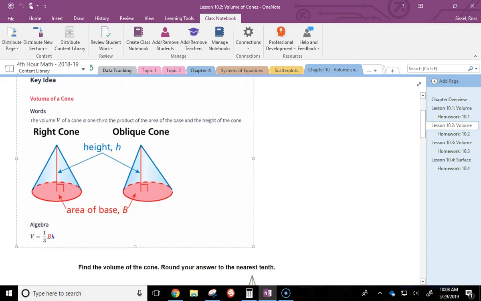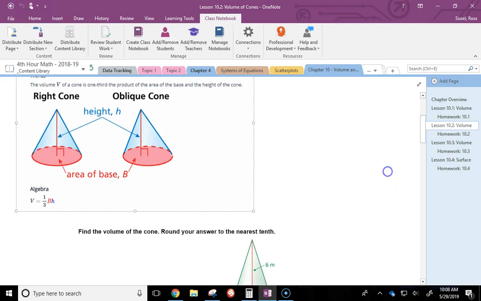Our key idea is that the volume of a cone is 1/3 the product of the area of the base and the height of the cone. And that makes a little bit of sense if you think about it. Think of a Pringles can, which is what you worked on yesterday, which is a cylinder, and you found that volume. A cone is the same thing with the base, except the cone comes up to a point. So I'm losing all that extra area that I would have had with my cylinder. And it turns out that it's 1/3 of the amount.